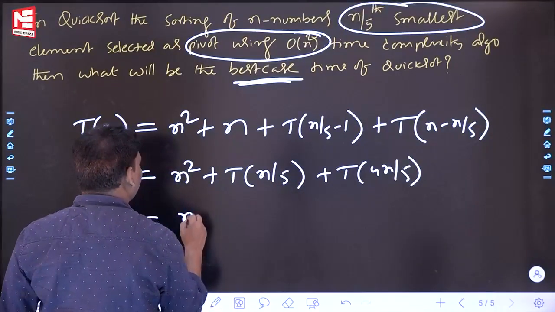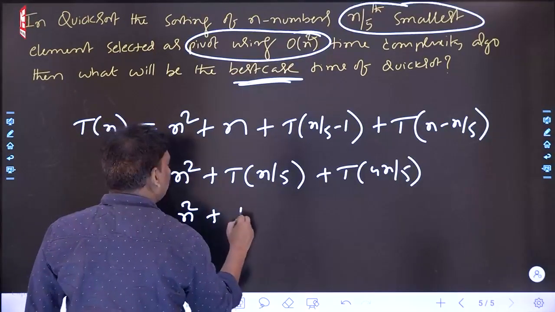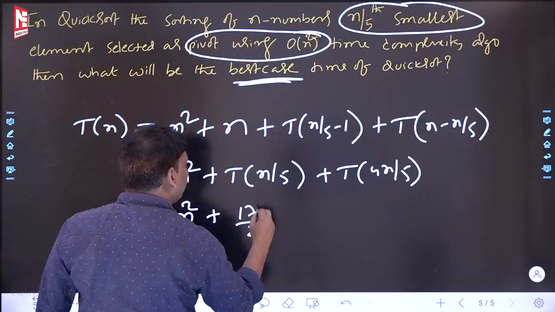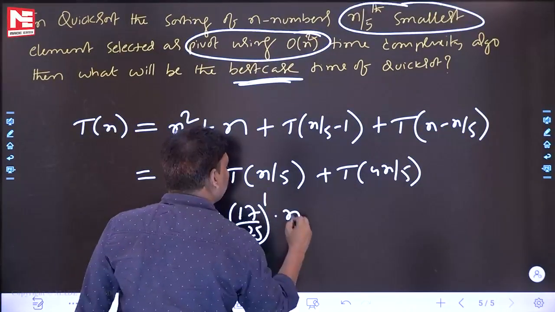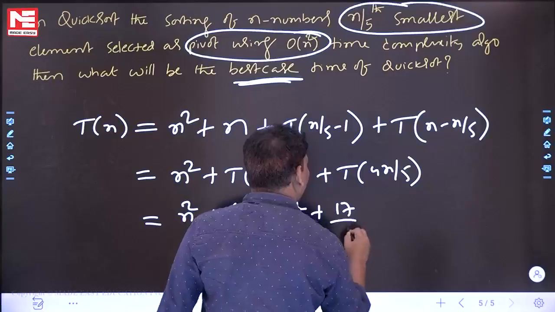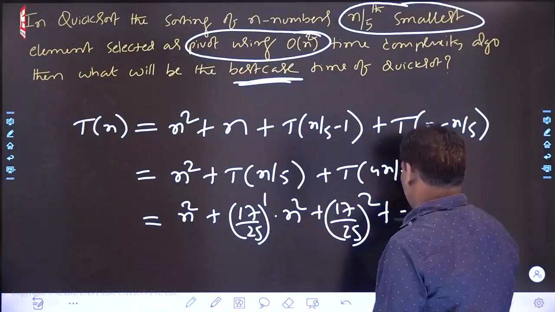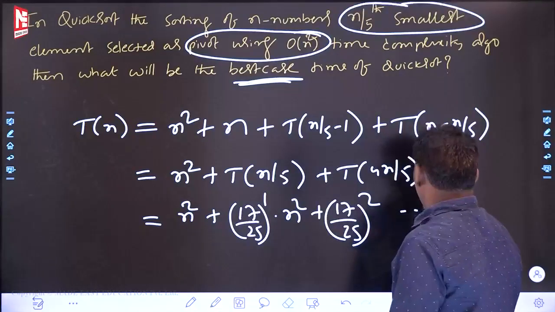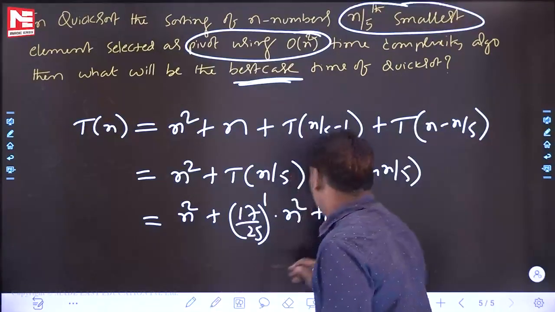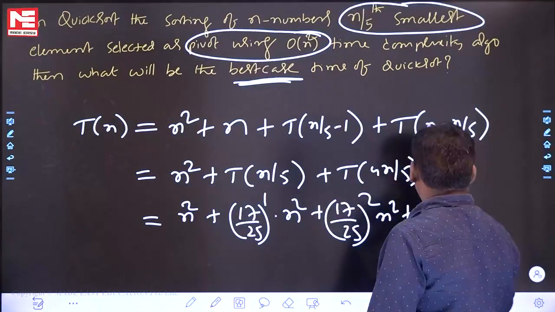Let's see this one, it is like this one, n square. The next one is going to be 17 by 25 whole power 1 n square. Next one, 17 by 25. If you want you can verify, many times I have done. Right? So this one is n square. So it will continue like this.